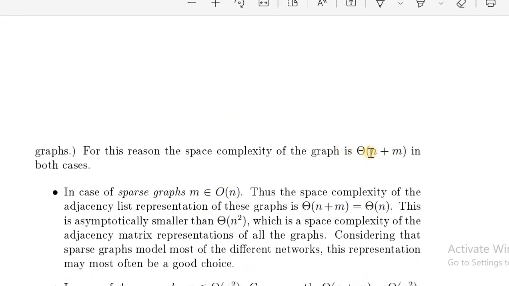Here n denotes the number of vertices and m denotes the number of edges. So this is the space complexity for the list representation of a graph.